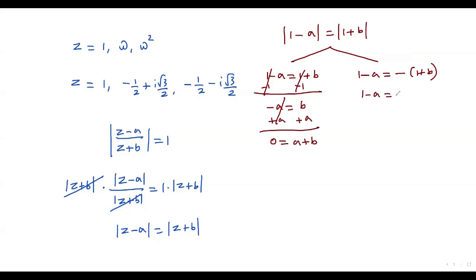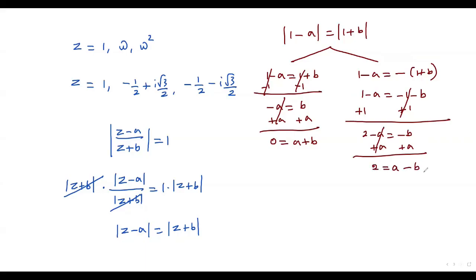1 negative a equals, when I distribute this negative sign to this and this, I'm getting negative 1 negative b. Okay, now let me add 1 to both sides. When I add 1 to both sides, negative 1 positive 1 will cancel out. Here 1 positive 1 is 2 negative a equals negative b. Now let me add a to both sides. When I add a to both sides, negative a positive a will cancel. I'm getting 2 equals a negative b.